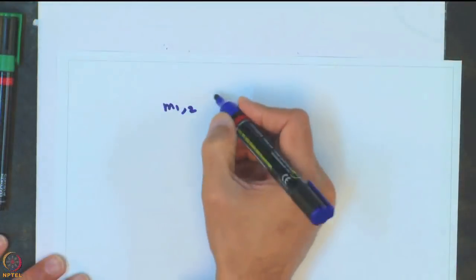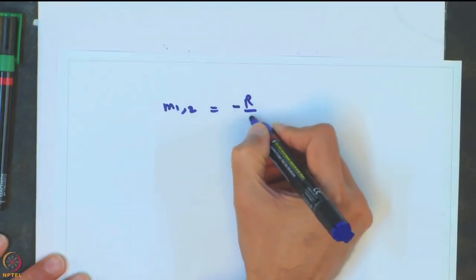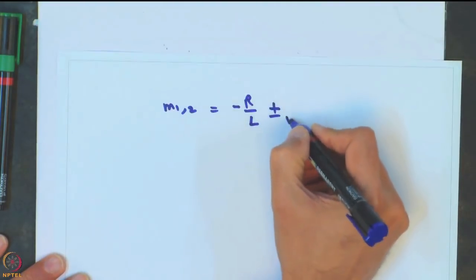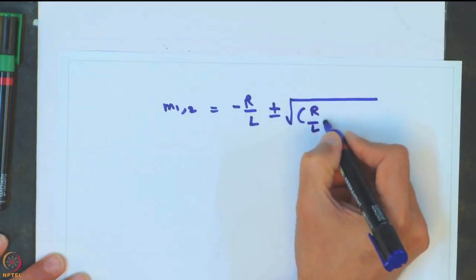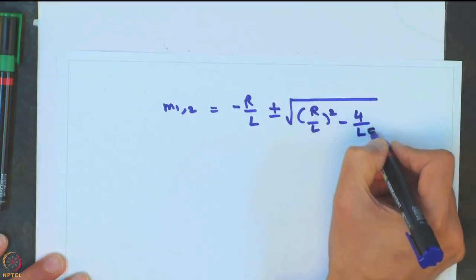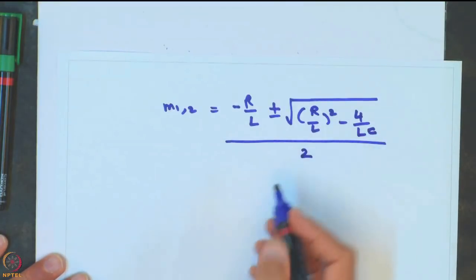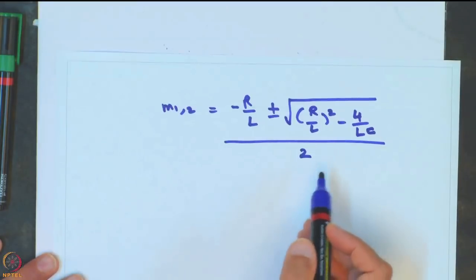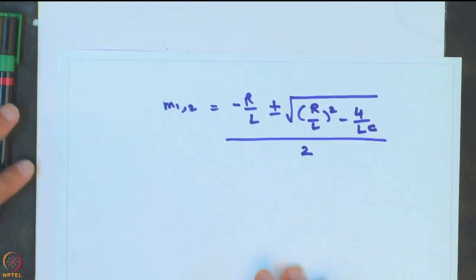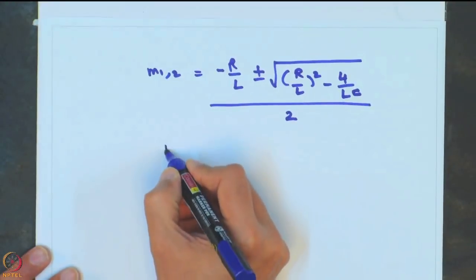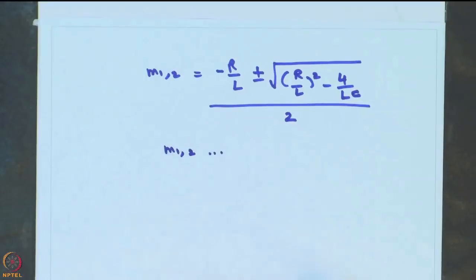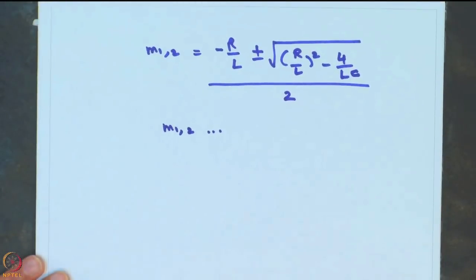So, coming back to our original equation. Either we can use the roots in this form that we have obtained, or we can still continue with the same form: minus R by L plus minus square root of (R by L) whole square minus 4 by LC, whole divided by 2. By putting the various values of R, L and C as given in the example, we can then find M1 and M2 and then determine the response.